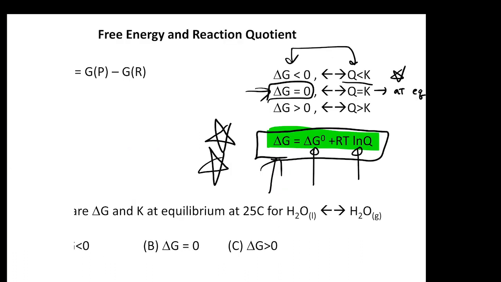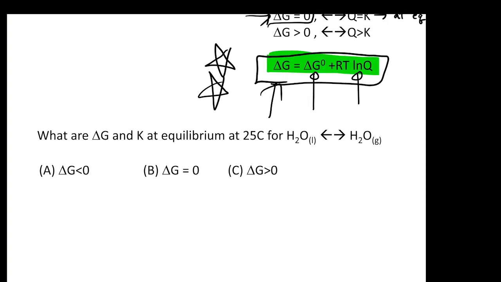So using this simple concept, I want to go through one question. What are the ΔG and K at equilibrium at 25 degrees C for this specific reaction? So what's the keyword here? At equilibrium is the keyword, right? Because we know if you are at equilibrium, what's the value of your ΔG?